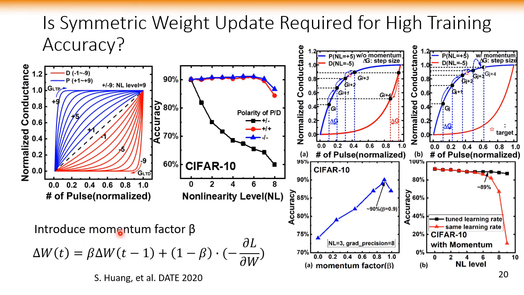Therefore, we introduce a momentum factor to record the momentum of the weight update trend in the past few steps. Therefore, we can keep increasing the conductance even if the current gradient suggests a sign change, but we have to consider the previous few gradients. If we employ this algorithm technique, we see that we can achieve a fairly robust training accuracy even under a very large nonlinearity level with asymmetry. So 89% training accuracy is still achievable.